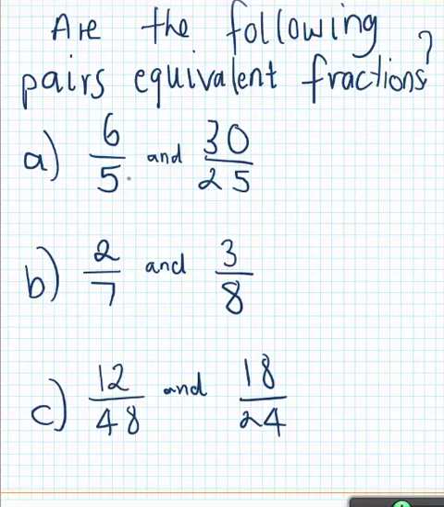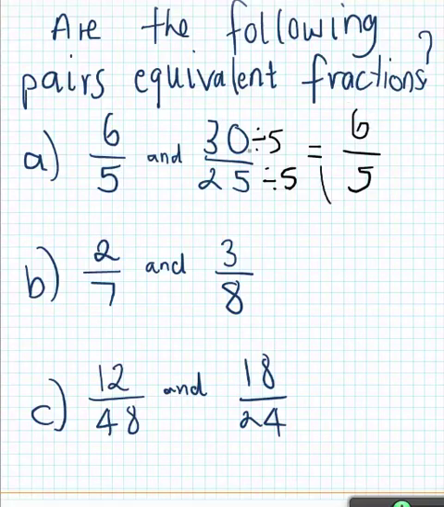6 and 5, can I simplify 6 and 5 anymore? No, there is no number I can divide into 6 and into 5. So that's done. 30 and 25, however, I know that 30 and 25, they can both be divided by 5. So I'll just do that. Remember the trick, if the number ends in 0 or 5, you can divide it by 5. And we end up having 30 divided by 5 is 6, and 25 divided by 5 is 5. And what do we notice? I ended up getting the same fraction as this one here.